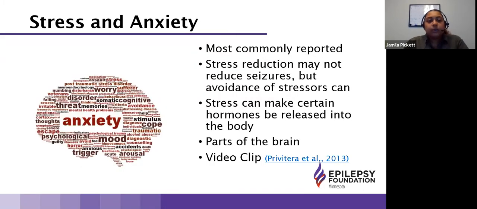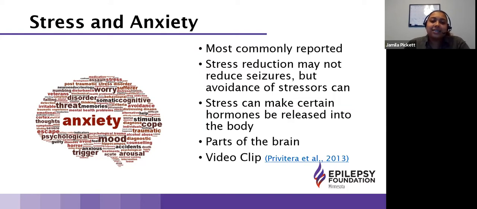All right, so now we're going to be going over stress and anxiety. This is another very common seizure trigger. Though missed and late medication is the #1 seizure trigger, stress and anxiety is the most commonly reported seizure trigger. So I usually say this is the #1 outside of missed and late medication.